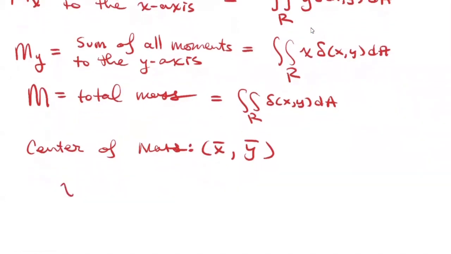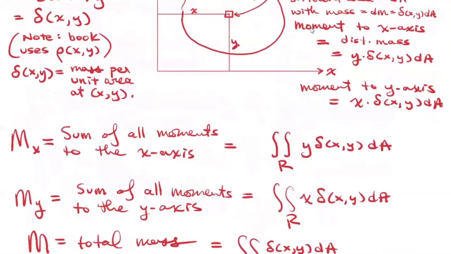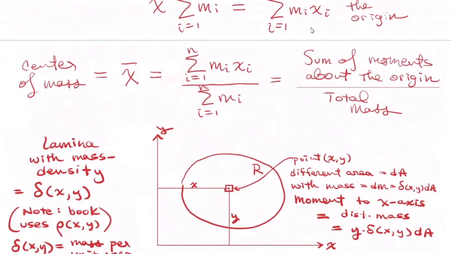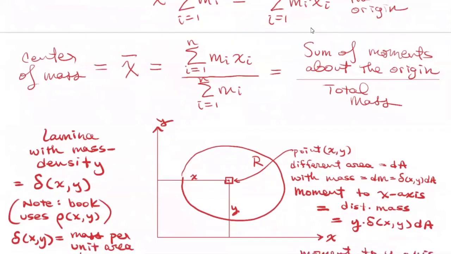X bar is the x coordinate of the center of mass, but you have to remember x coordinates measure distances to the y-axis. Okay. X is a distance to the y-axis. That's one way of defining the x coordinate of a point. So you have to take moments to the y-axis and divide by the total mass. Again, the formula we had up above is the sum of the moments over the total mass. And maybe I'll put that down here.